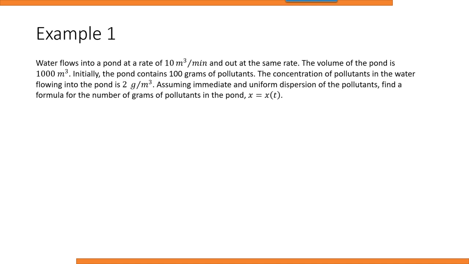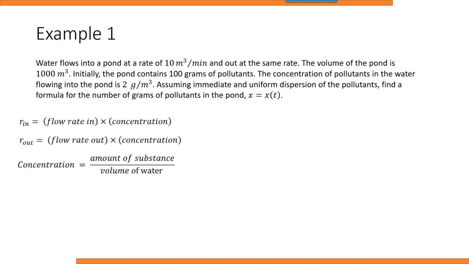The concentration of pollutants in the water flowing into the pond is 2 grams per cubic meter. Assuming immediate and uniform dispersion of the pollutants, find a formula for the number of grams of pollutants in the pond. So we're looking for that formula x(t). Okay, so we want to create that differential equation dx/dt equals the rate in minus the rate out. So we need to calculate those rates.